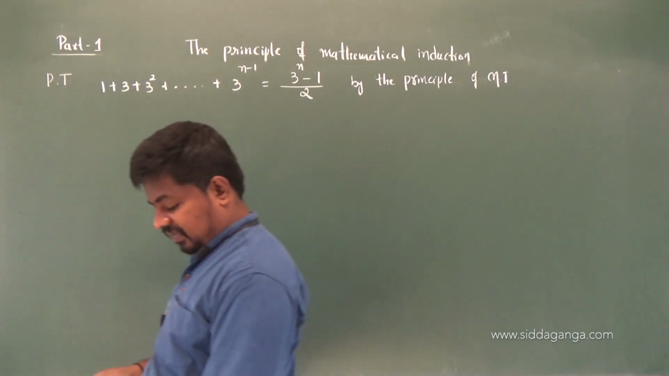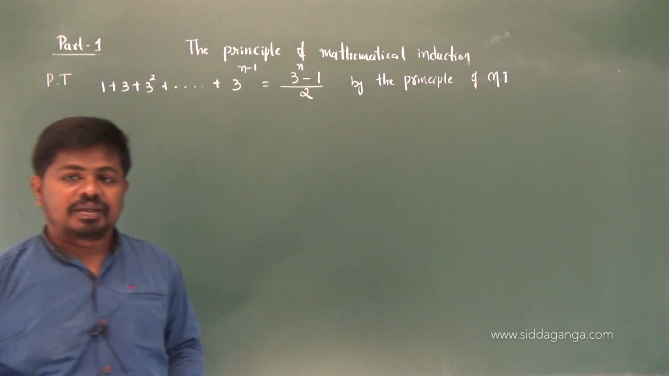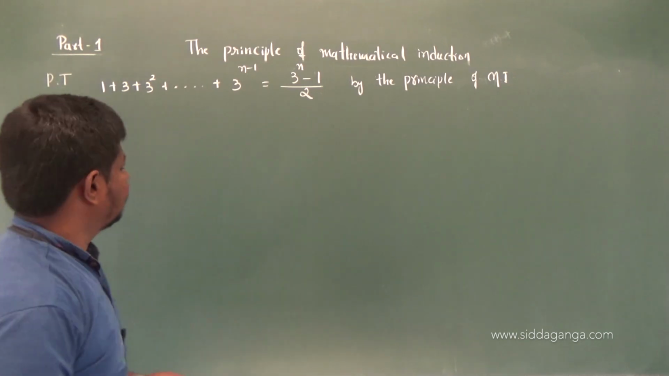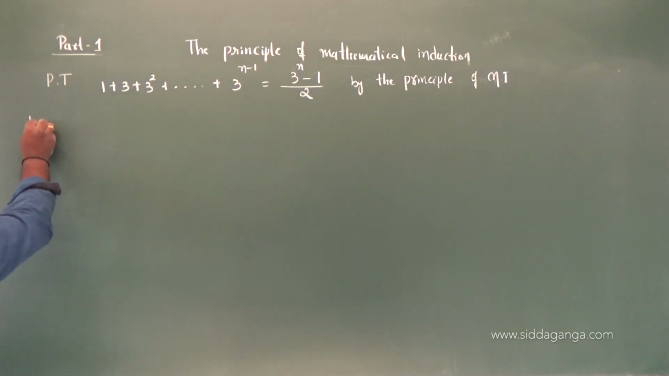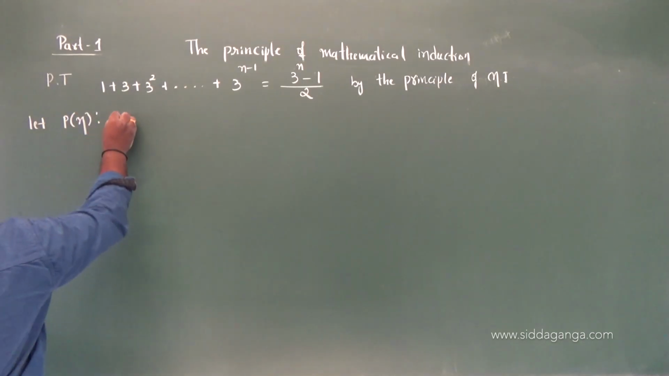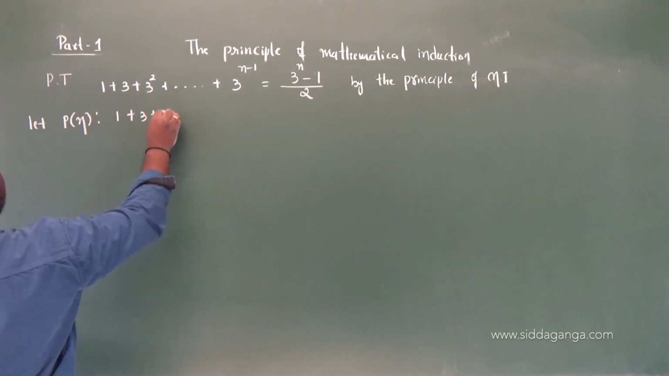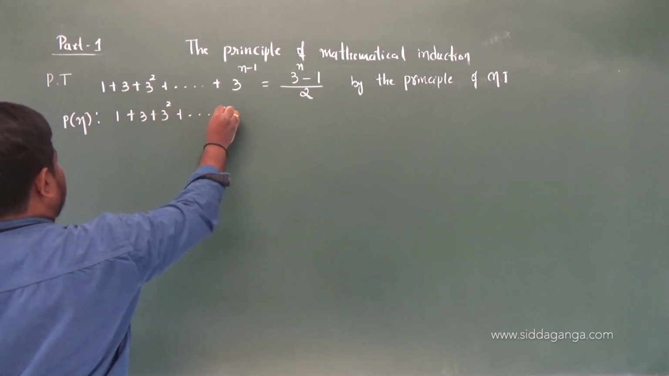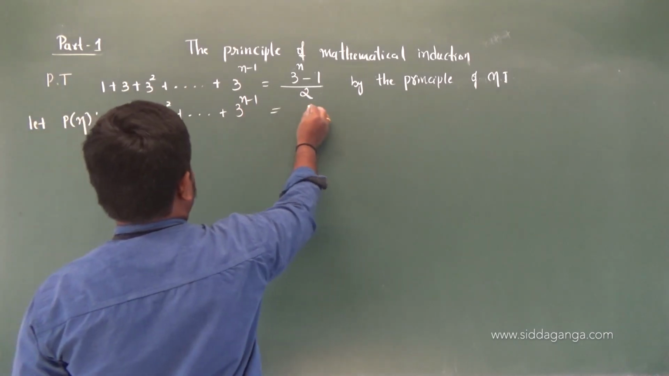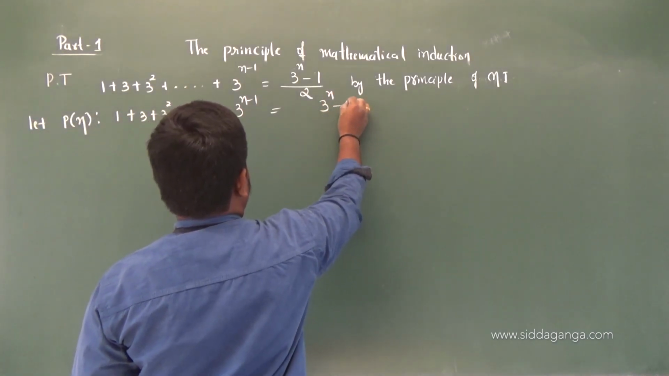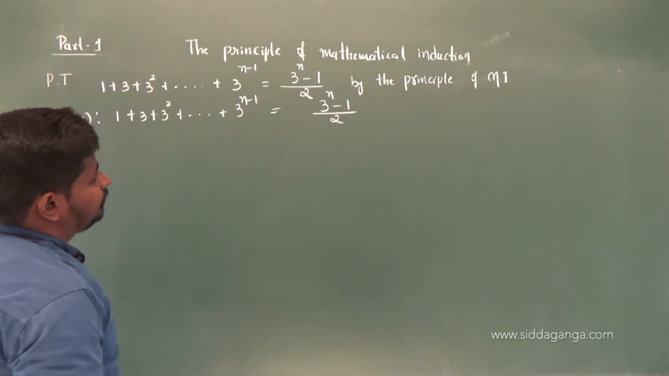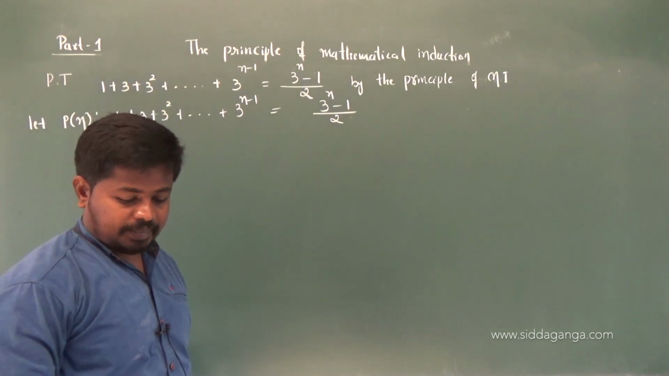Okay, now same as before. The first step is what? You have to consider the given statement as P of n. Let P of n be the given statement, 1 plus 3 plus 3 square and so on, 3 power of n minus 1, is equal to 3 power of n minus 1 whole by 2. This is your P of n.